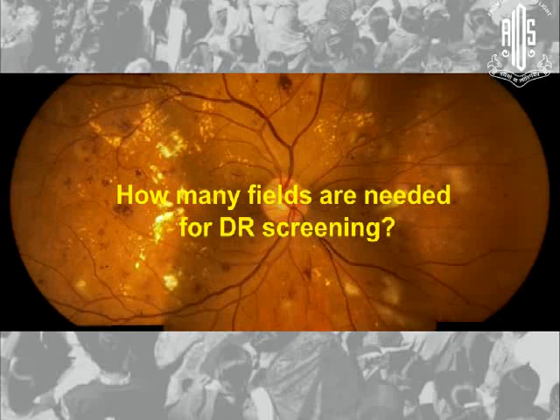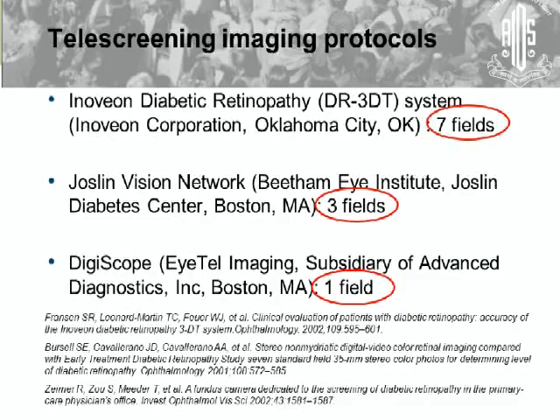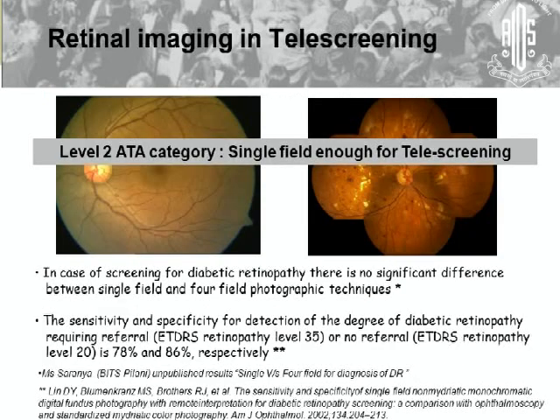Again, as I mentioned, how many fields are needed? Though a variety of studies have used various fields, what we use is 45 degree single field photography. These were some of the studies which proved that this is good. Even the American Academy guidelines have now shown that for screening, single field posterior pole images are enough.